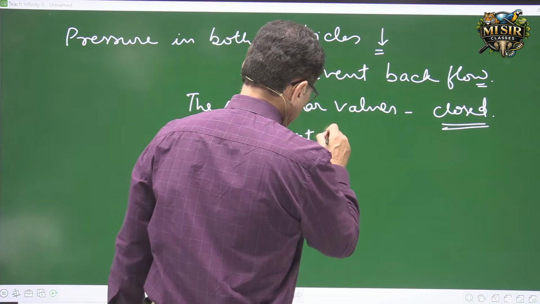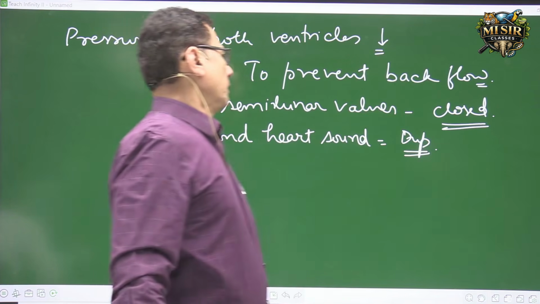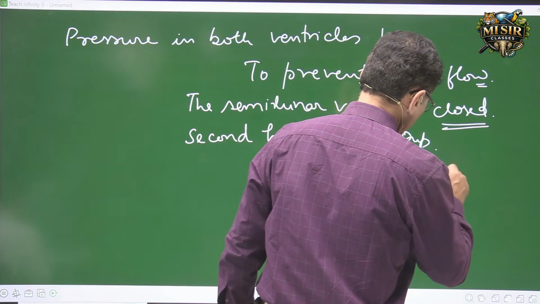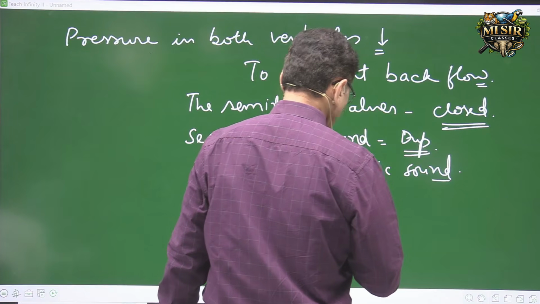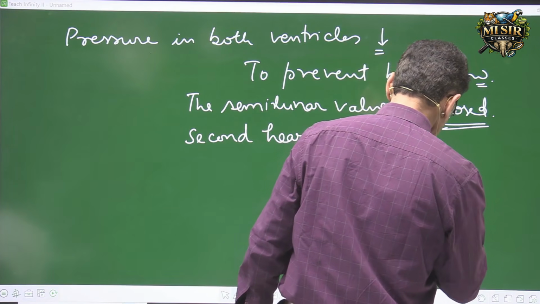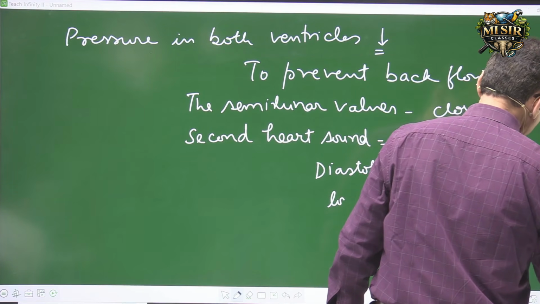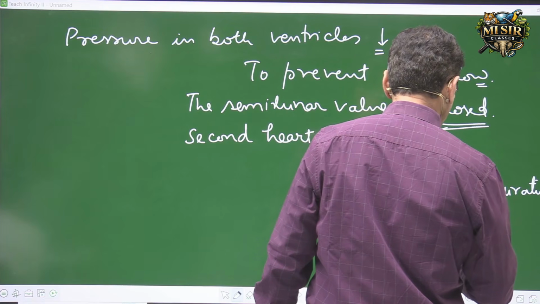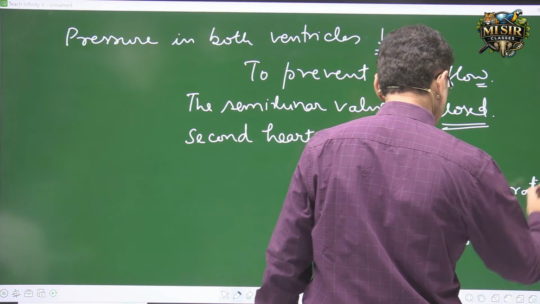The second heart sound is called dup. It is called the diastolic sound. It is of shorter duration and low pitched sound. These are the questions which are formed over here.